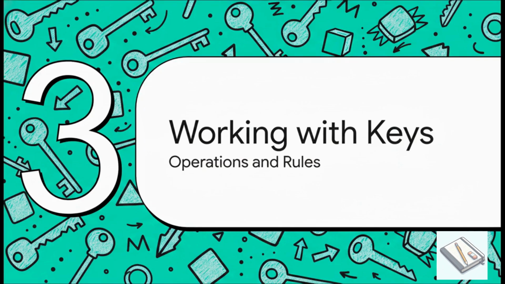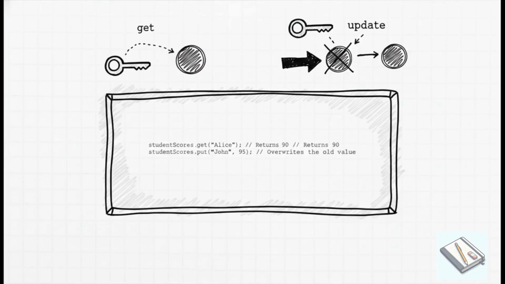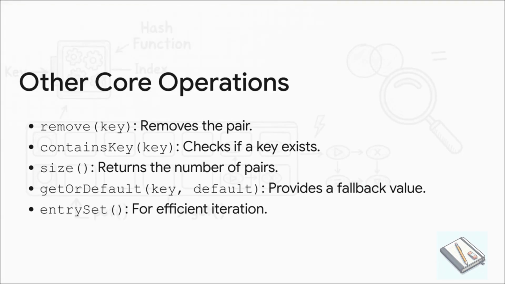Okay, so now that we know what's happening under the hood, let's look at how we actually work with these keys and values in our day-to-day code. Getting a value out is as simple as calling get with the key. And notice this, if you put a key that's already in there, like John, it doesn't throw an error or anything, it just updates the value. Easy as that. And you've got a whole toolkit beyond just getting and putting. You can remove entries or just check if a key exists without actually fetching its value.